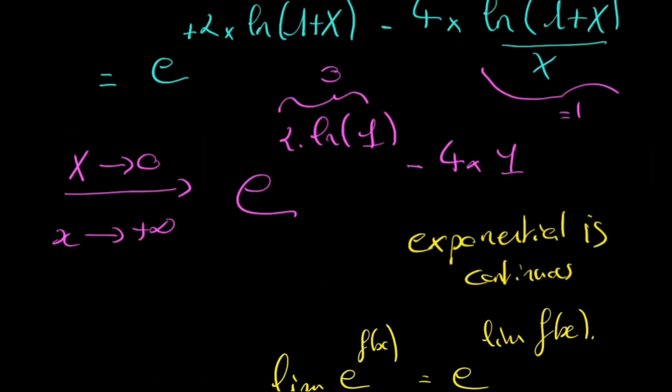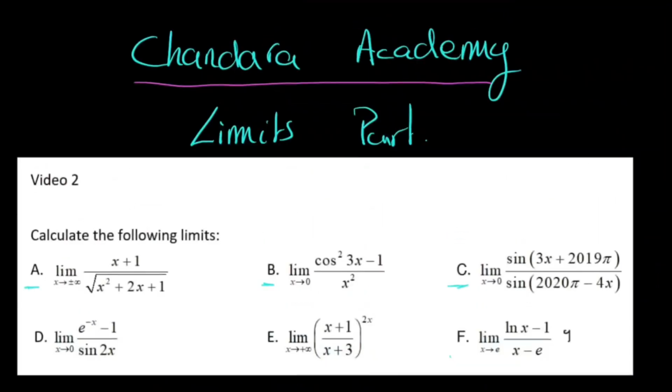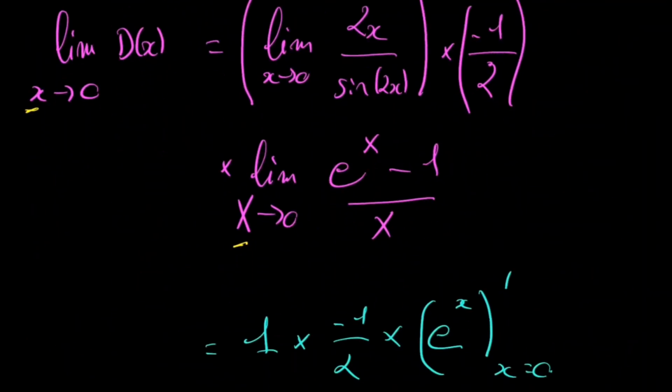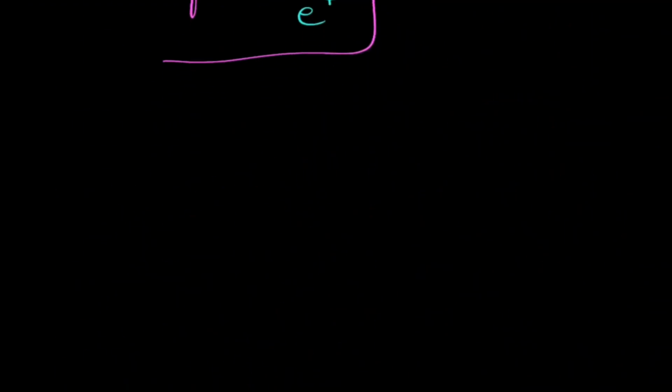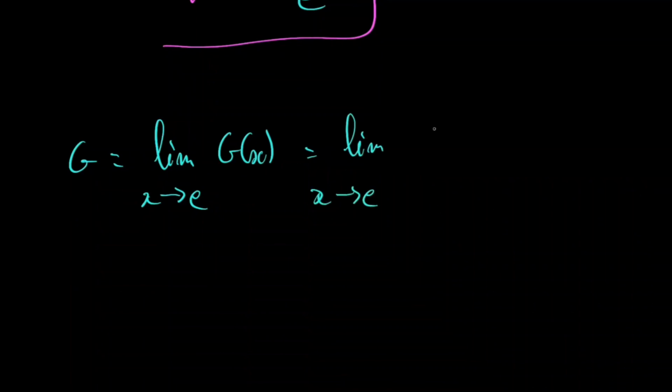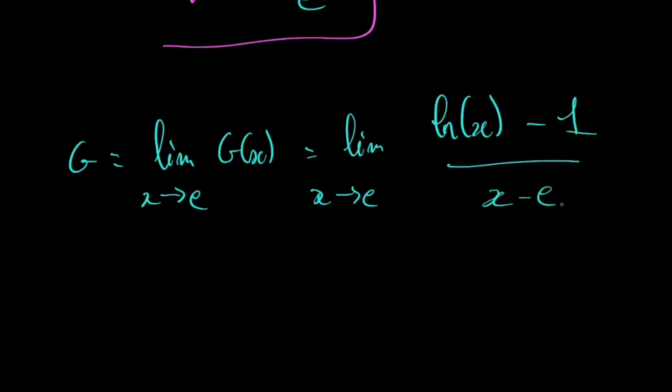Then, let's go for the last limit. So we will have the limit of (ln of x minus 1) over (x minus e). And this feels a lot like a derivative again. Let's write down the limit. So we will have g, which is equal to the limit of g of x when x tends to e, which is equal to the limit when x tends to e of (ln of x minus 1) over (x minus e).